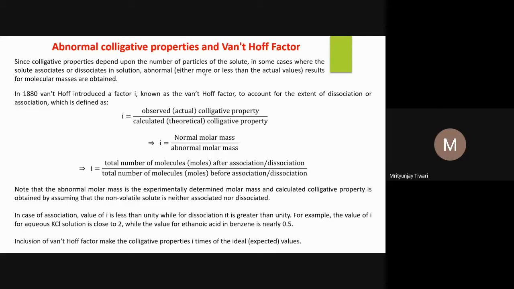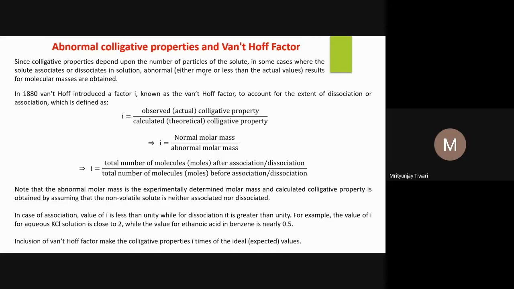What does it mean? Suppose you added 0.1 mole of a solute in a solvent, say 1 kilogram of the solvent. It means you have added 6.022 into 10 to the power 22 particles, because 6.022 into 10 to the power 23 is 1 mole, so 6.022 into 10 to the power 22 will be 0.1 mole. You think that this many particles have been added, and so you expect this colligative property. But suppose the particles get dissociated; then the total number of particles will be more than the 6.022 into 10 to the power 22 we calculated.